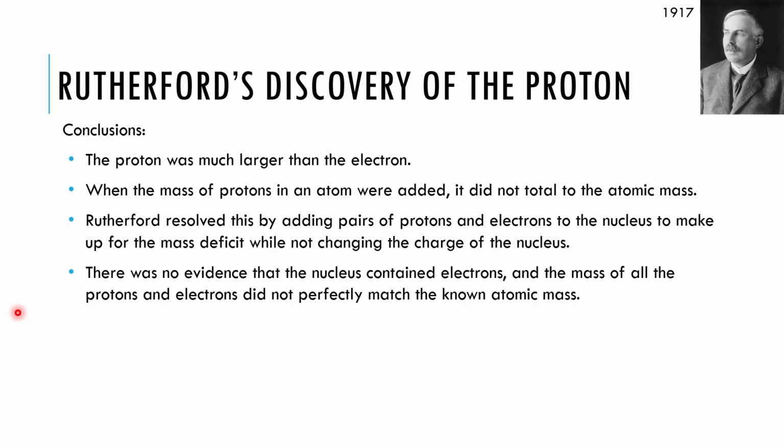However, there were 2 big issues with this solution. First off, there was no evidence that the nucleus contained electrons. It was simply a matter of convenience that this would be a solution that could potentially work. And in actuality, it really didn't, because the mass of all the protons and the electrons didn't perfectly match the known atomic mass either. It got it closer, but it didn't account for the mass deficit perfectly. The neutron would be the solution to this issue, but at this stage, it wasn't known.